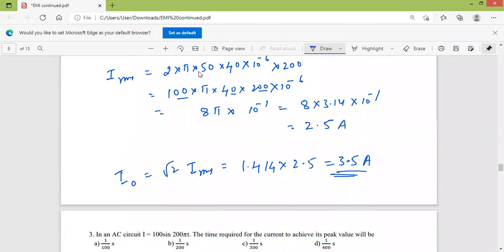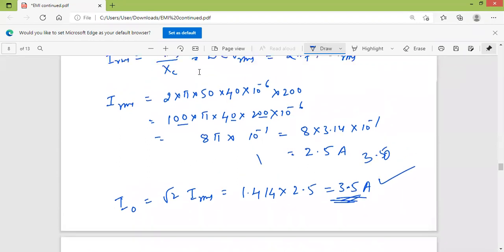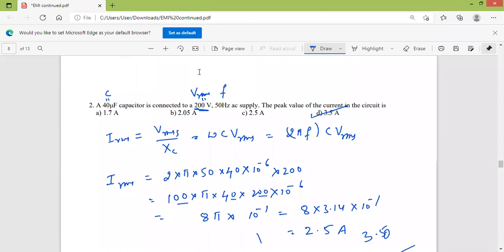So 1.4 into 2.5: 2.5 into 4 is 10, which gives 0 with 1 remainder. 2.5 into 1 is 2.5, plus 1 is 3.5. It's 3.5 ampere. Option D.